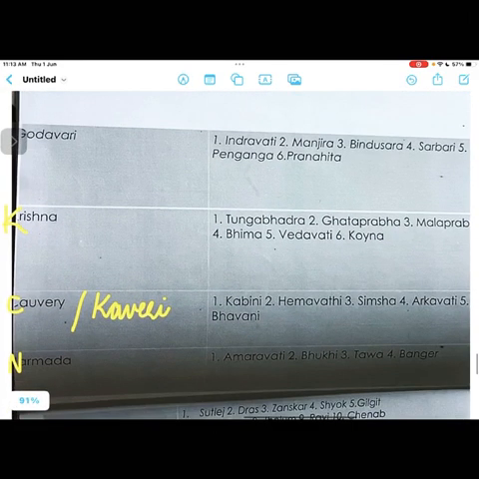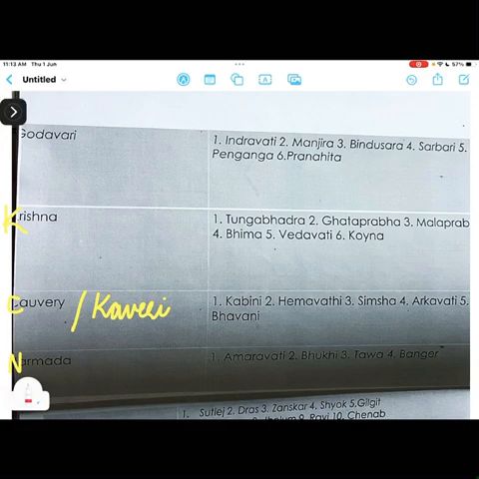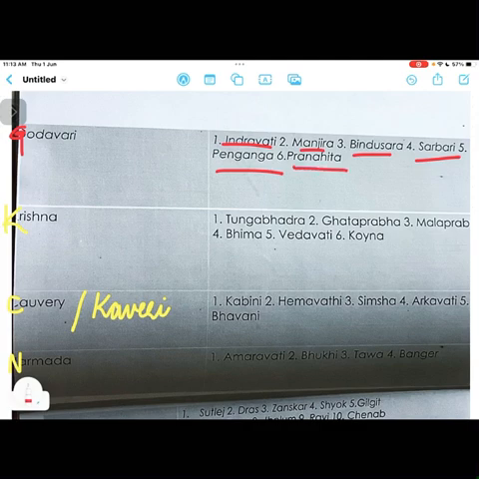Next is your Godavari river. For Godavari river, you have again 6 tributaries: Indravati, Manjira, Bindusara, Sarbari, Pen Ganga, Pranhita. Pen Ganga, Dakshin Ganga, please remember. Indravati, Manjira, Bindusara, Sarbari and your Pranhita. Repeat after me. Indravati, Manjira, Bindusara, Sarbari, Pen Ganga, Pranhita.